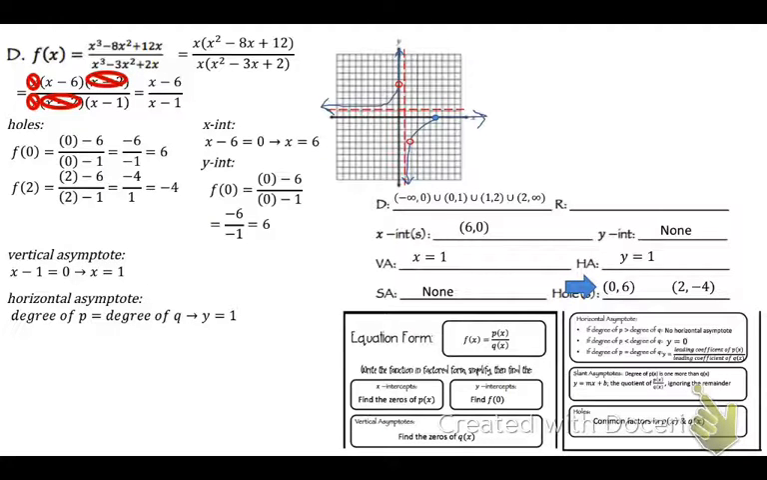Range, negative infinity to negative 4, negative 4 to 1, 1 to 6, 6 to infinity. Cool?